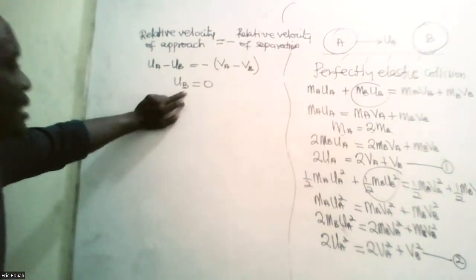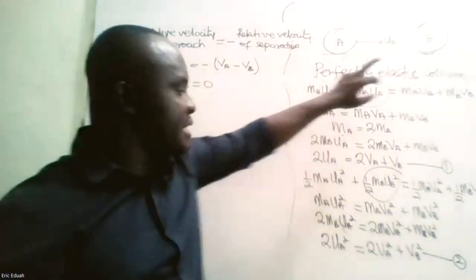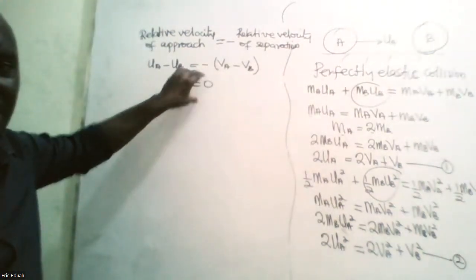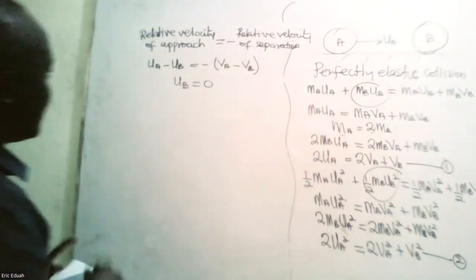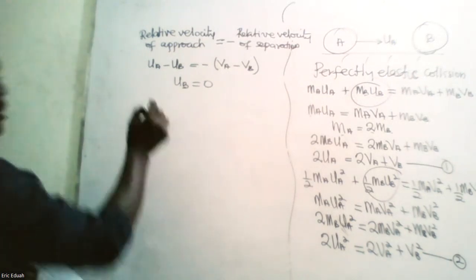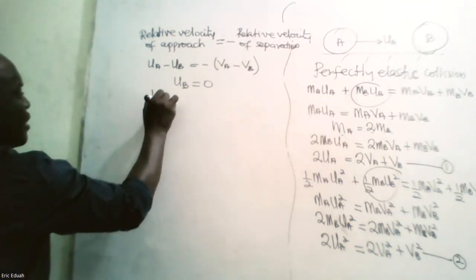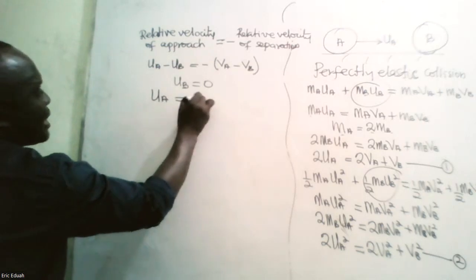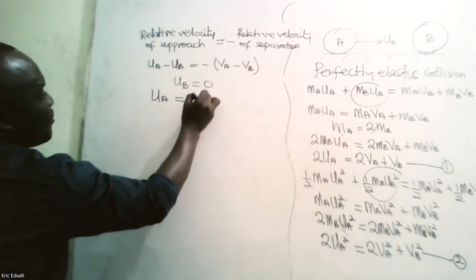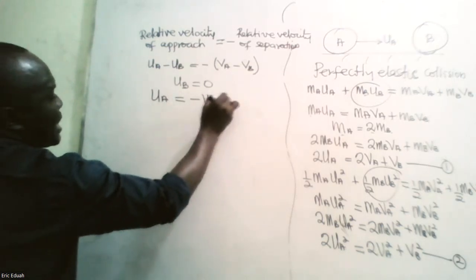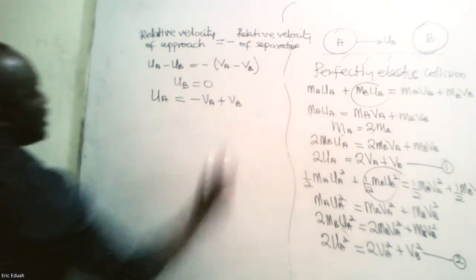So because B initially was stationary, okay, we have UA is equal to minus VA plus VB.